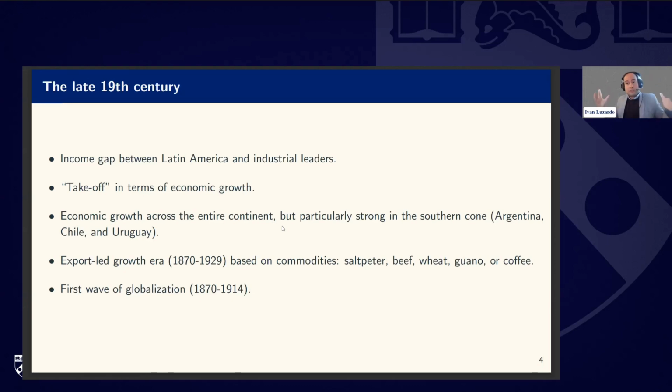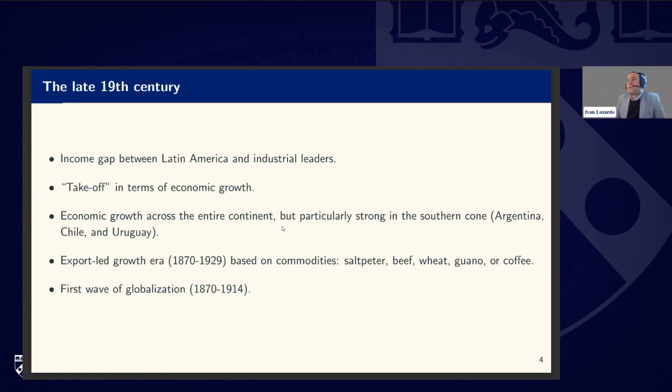That occurred in the whole continent. We see economic growth essentially in every country in this period between the late 19th century and the 1920s. But there are also substantial differences between countries. Economic growth was particularly strong in the southern countries. Countries like Argentina, Chile, and Uruguay, on average, performed better than the rest of the continent.